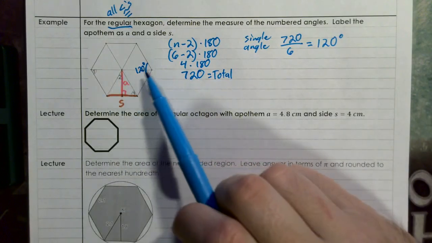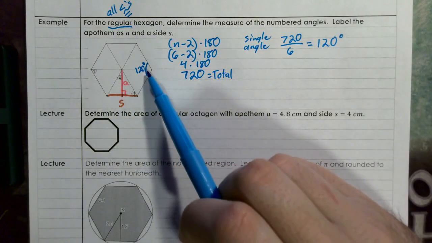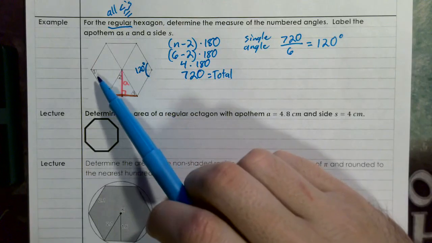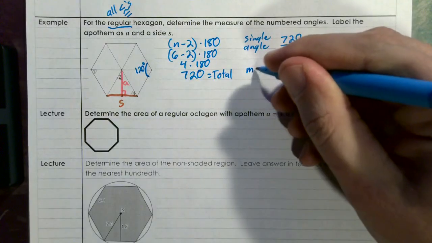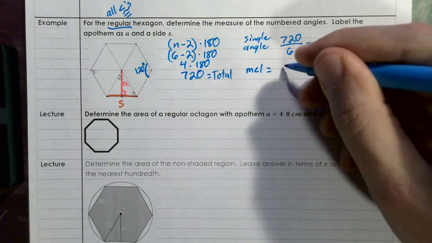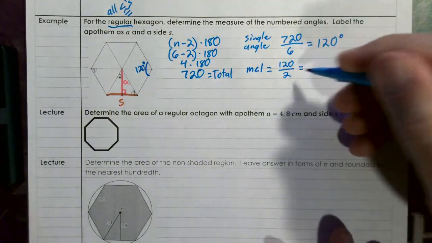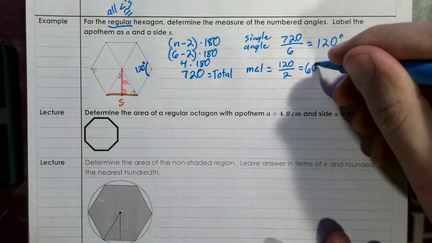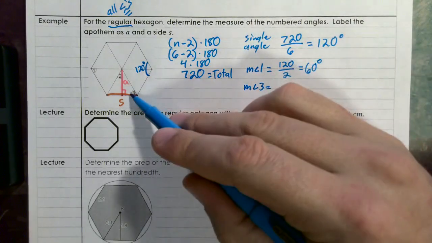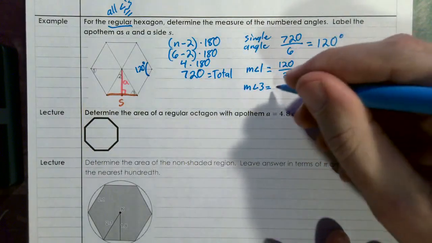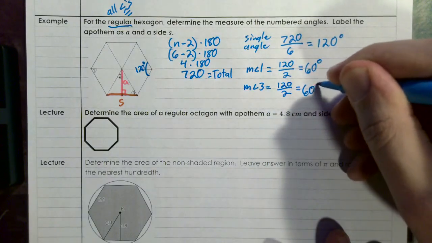Now, if this thing is cutting our hexagon in half, then it must cut that 120 in half as well. So if this is 120 and this angle 1 is half of that, the measure of angle 1 has got to equal 120 divided by 2. So the measure of angle 1 is 60. By that same logic, we can also find the measure of angle 3, because that one is also a 120 that got cut in half. So that's also got to be 60.